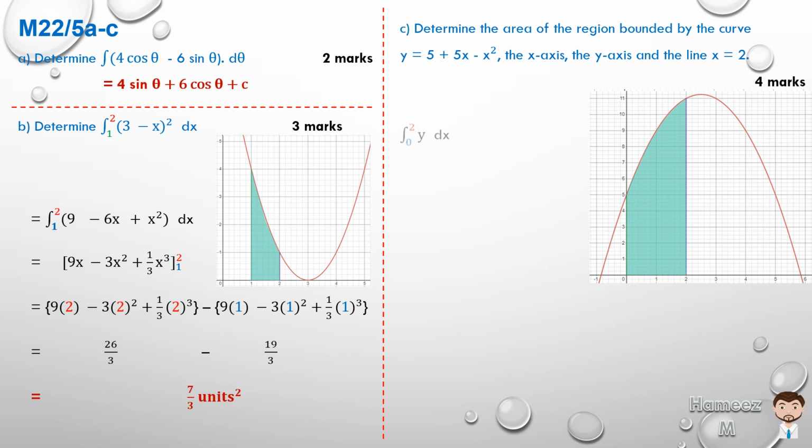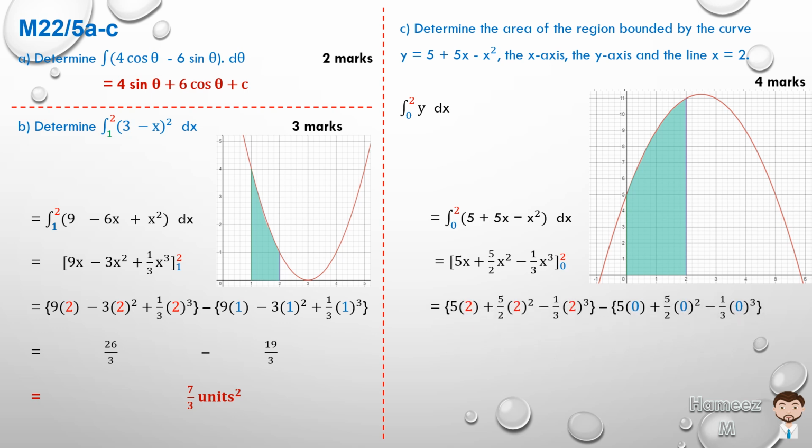In order to find the area, that will be the integral of y dx between those limits. So let's substitute for y. So it will be the integral from 0 to 2 of 5 plus 5x minus x squared with respect to x. If we integrate that, it will give us 5x plus 5 on 2 x squared minus 1/3 x cubed between the limits.